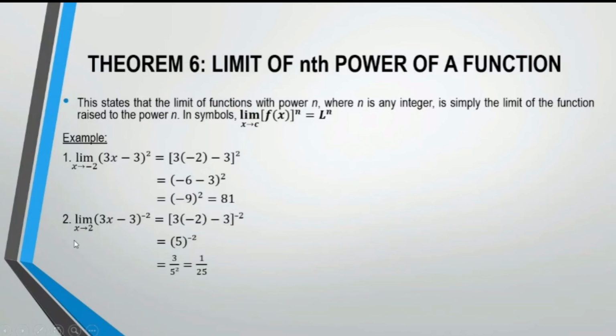Example number 2: limit of 3x minus 3 to the power of negative 2 as x approaches 2 is equal to the quantity of 3 times 2 minus 3 to the power of negative 2, then 3 to the power of negative 2, then 1 over 3 squared is equal to 1 over 9.